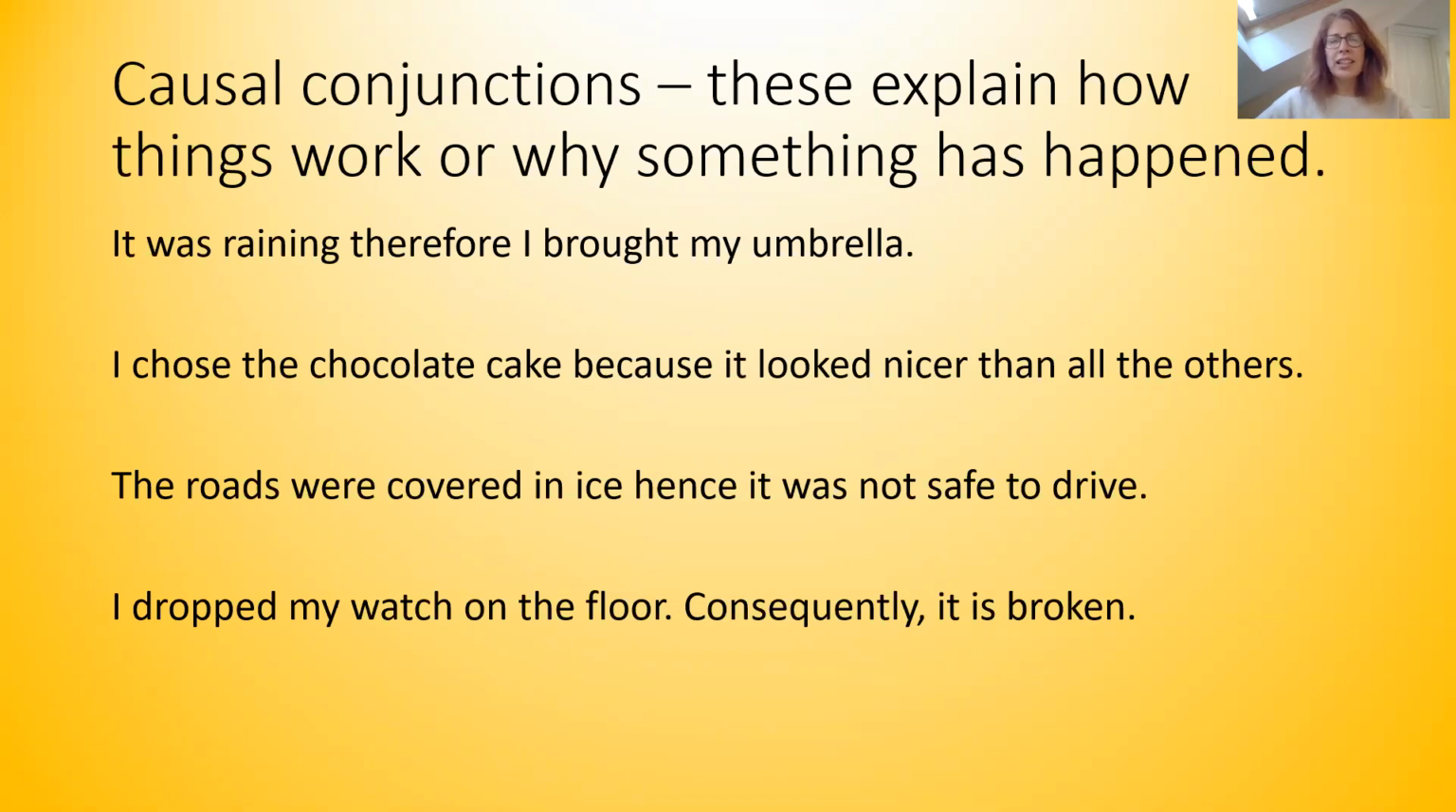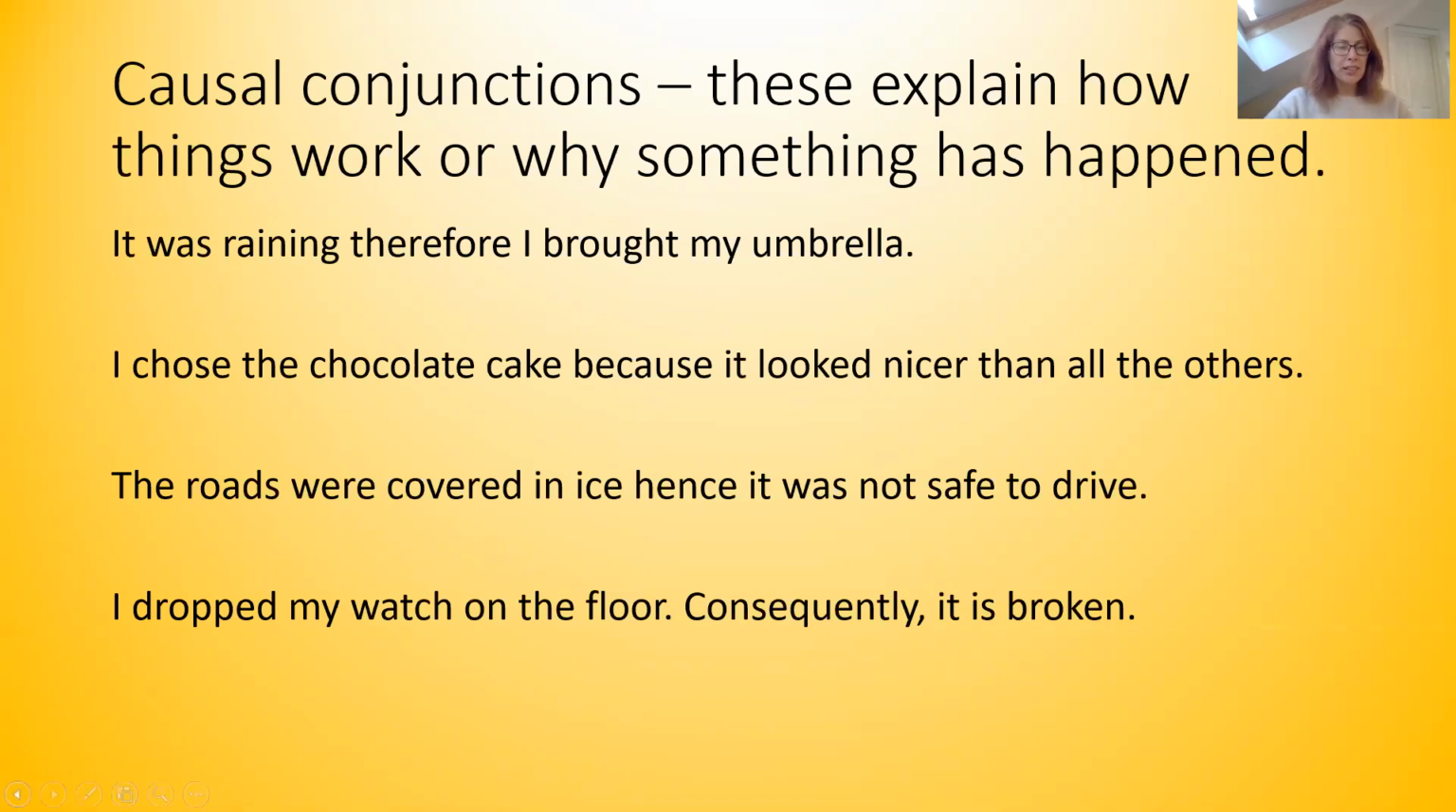Again, in the next sentence, I did think it was probably a conjunction that you didn't know so well. And I've also changed things up a little bit. And I've actually used a conjunction here at the beginning of a sentence. The conjunction I used was consequently. And I used it at the beginning of a sentence because it refers back to the sentence before. I dropped my watch on the floor. Consequently, it is broken. So because I've dropped it on the floor, it is broken. That's how that word has been used there.